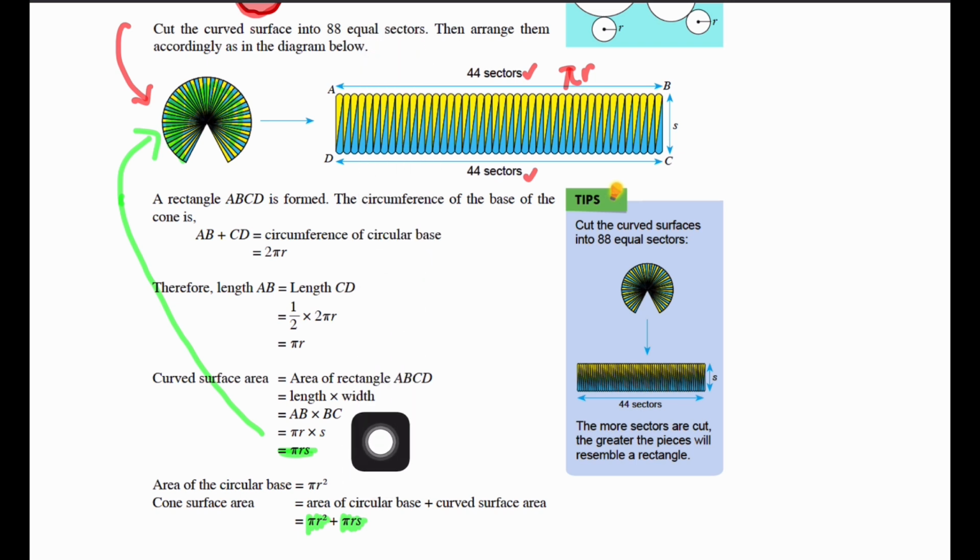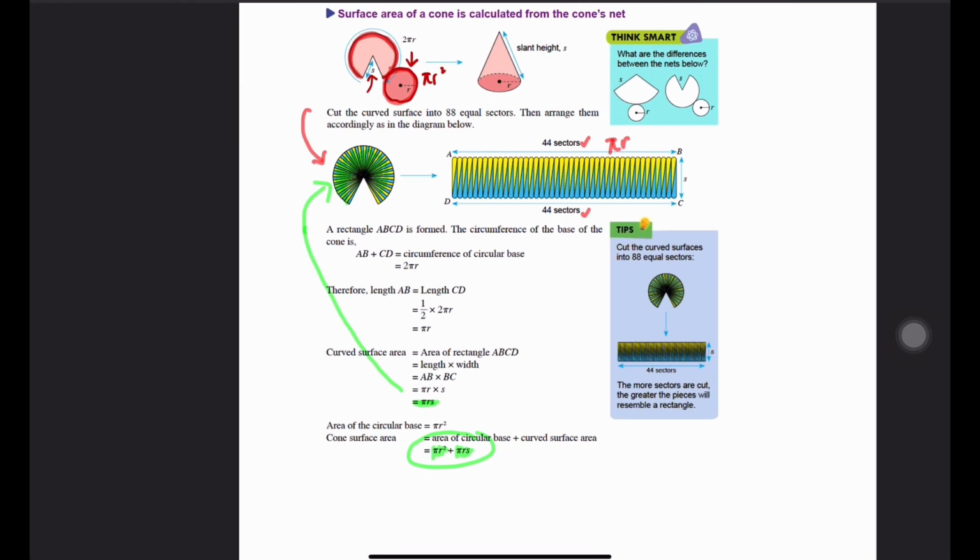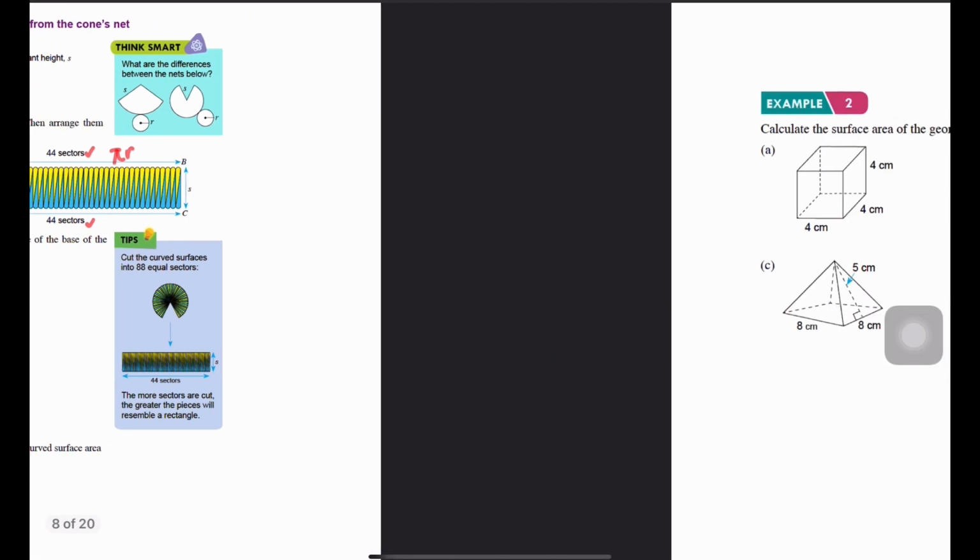Okay. So saya harap awak boleh cuba fahamkan. Kalau buat masa ni awak masih susah nak faham, tak apa. Yang penting awak hafal dulu rumus ini untuk cone. Surface area of a cone. Boleh? Okay, let's proceed to the next part.